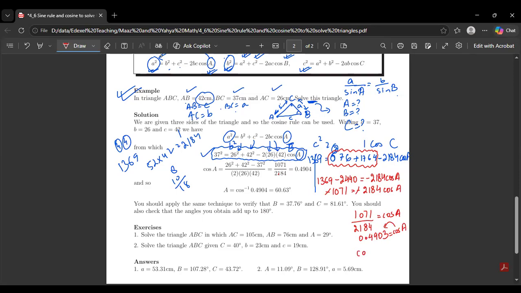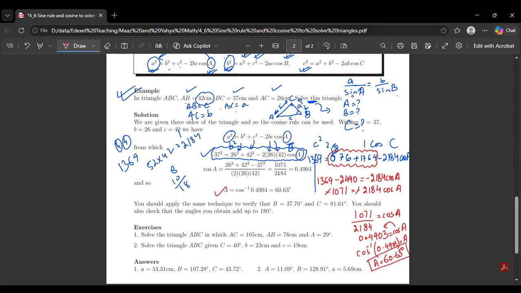Now what you can do is you will shift this cosine to the left hand side, so it becomes inverse of cosine, right? So cos inverse 0.4903 equals A. So what you are going to do is press shift cos, okay? Press shift cos and then write down this value. What answer are we getting, Khuzama? 60.6396. Okay, now that's fine. We are getting the right answer. Whatever they have done, we have done the same thing, right?